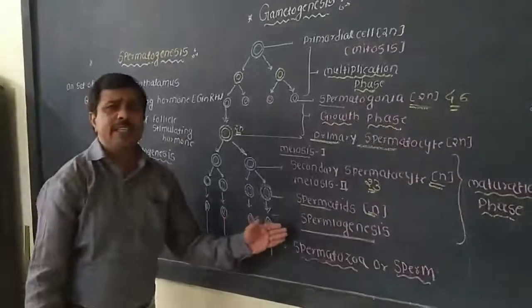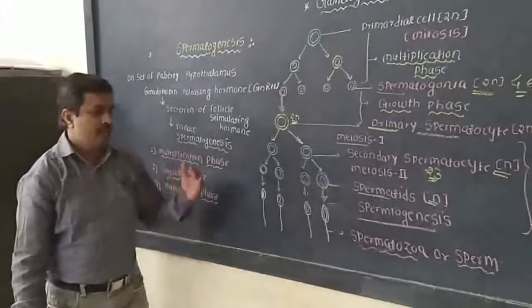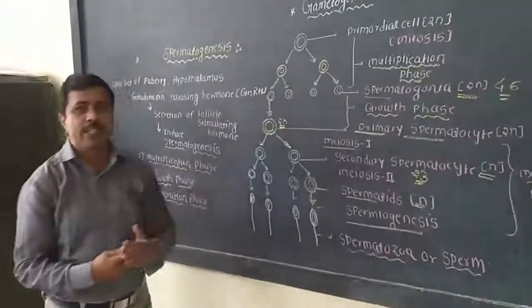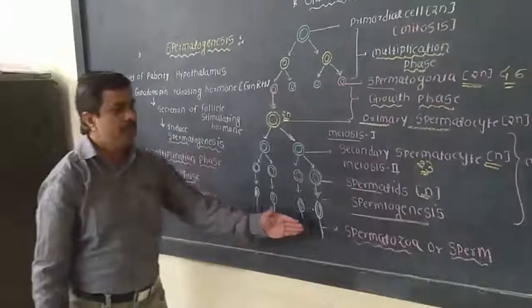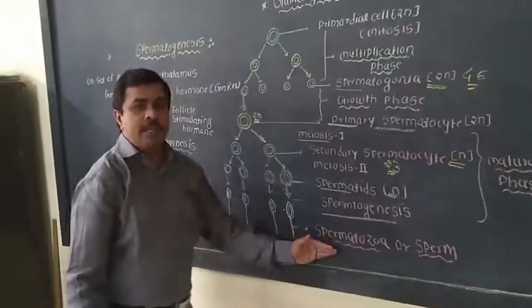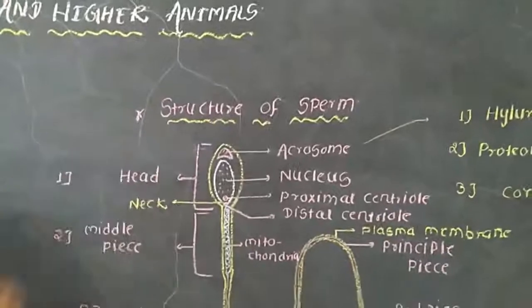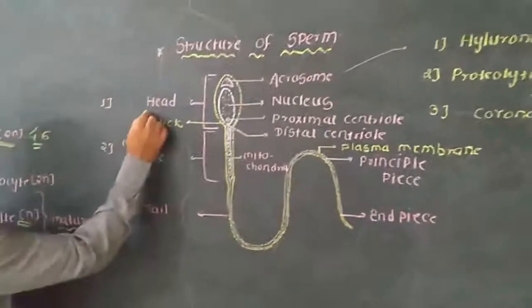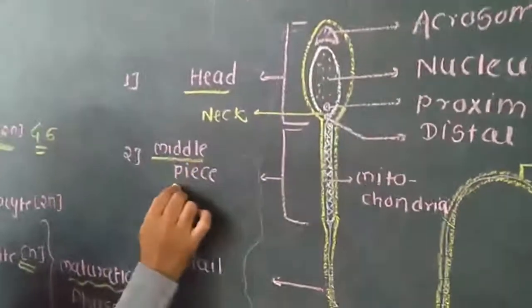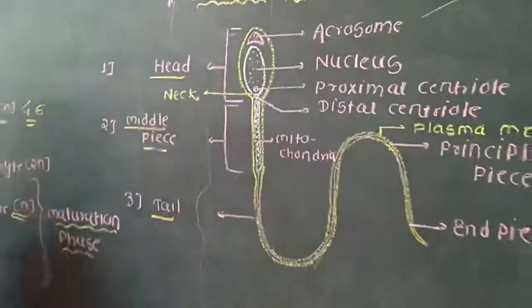During this process, again changes take place: the acrosome will be formed, then the mitochondria will be produced. So this modification takes place to form the sperms, or the spermatozoa. Now let us see in detail the structure of the sperm. The sperm consists of three parts, that is the head, middle piece and the tail.